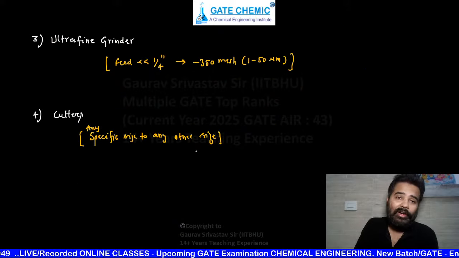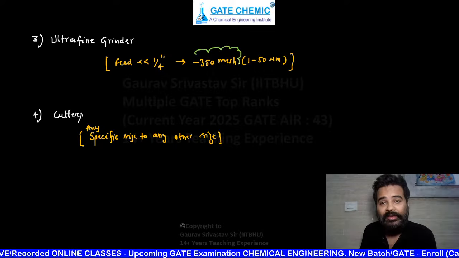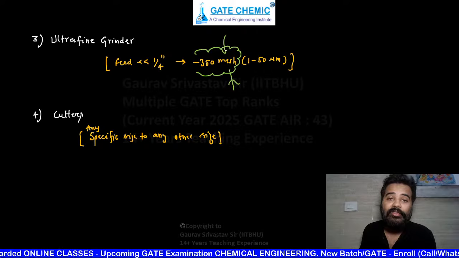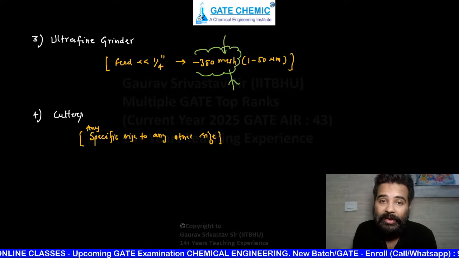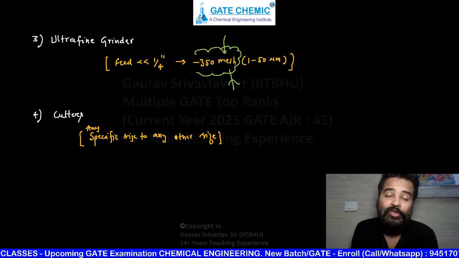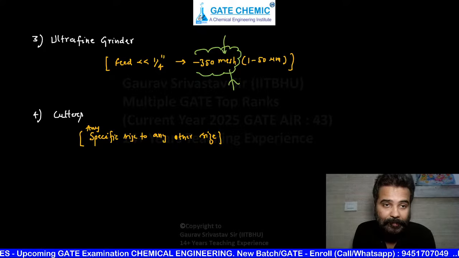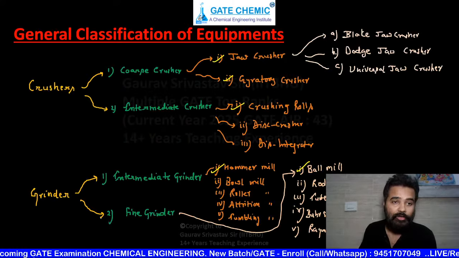Done. Now ultrafine grinders, you can see the size of product is very less, it's minus 350. That means the size is much smaller than your household cement. The cement that comes in homes has a size of 200 mesh, minus 200 mesh. This is minus 350 mesh, ultrafine grinder. Okay, and again no need to write anything from this slide also.